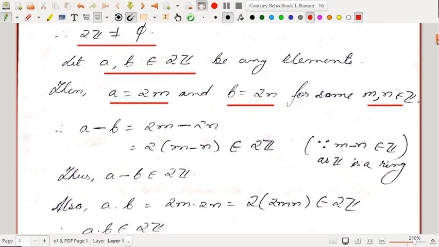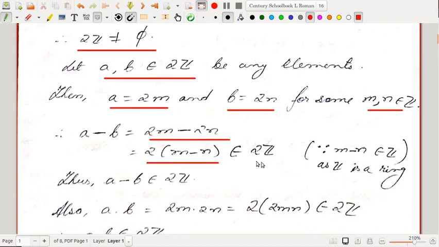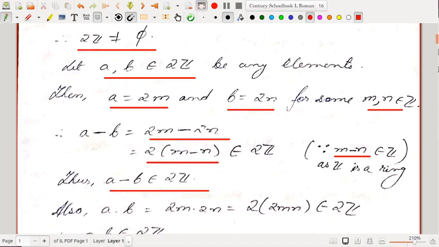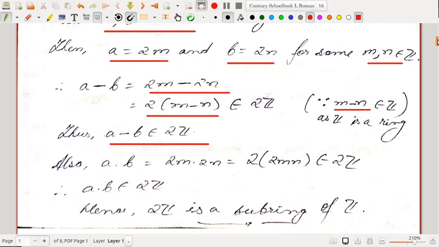So what is a minus b? a minus b can be written as 2m minus 2n, which is 2 times (m minus n). But Z is already a ring, so m minus n is an integer. So a minus b is an element in 2Z, because a minus b is written as 2 into some integer. Whenever anything is written as 2 into some integer, it is in the set 2Z.